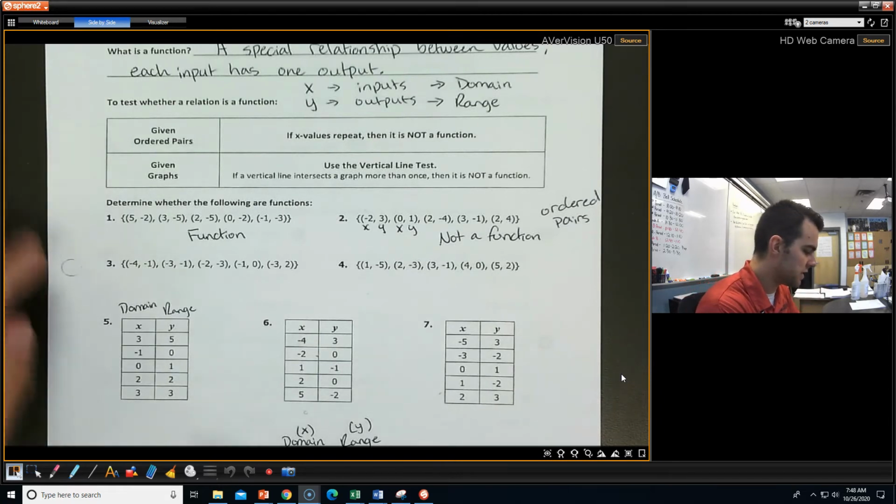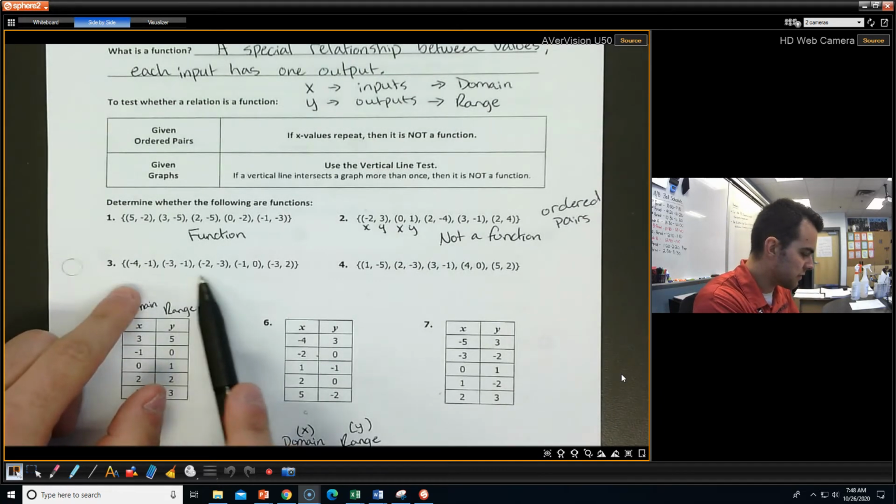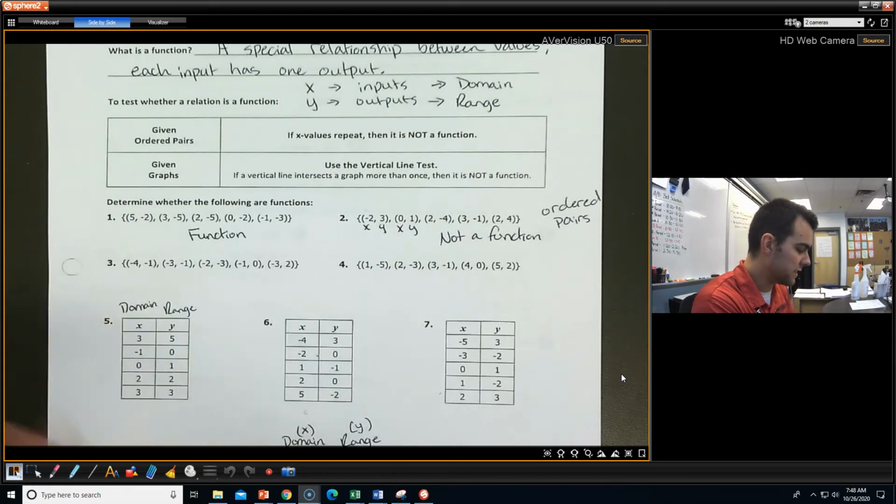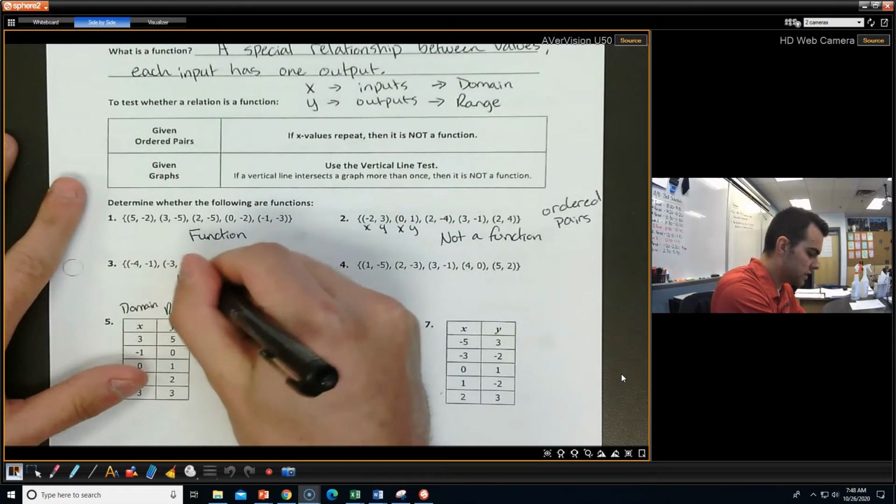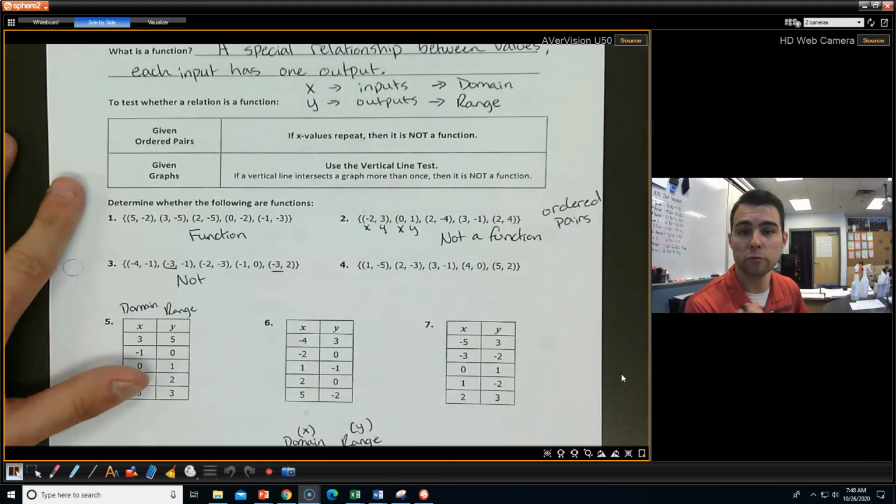Let's see what we came up with. Again, let's see, negative 4, negative 3, negative 2, negative 1, negative 3. This is not a function. The negative 3's repeat.